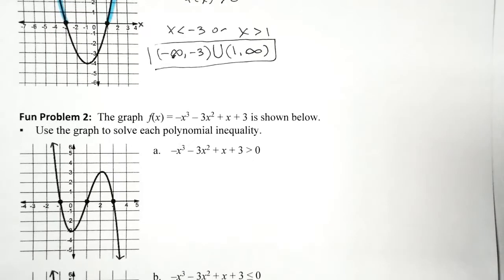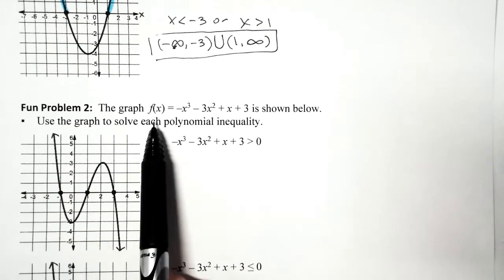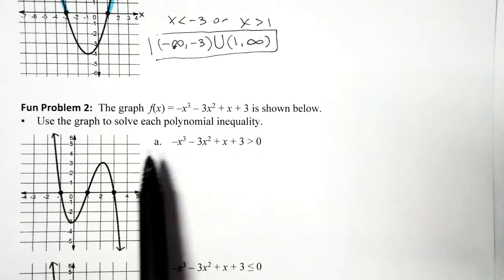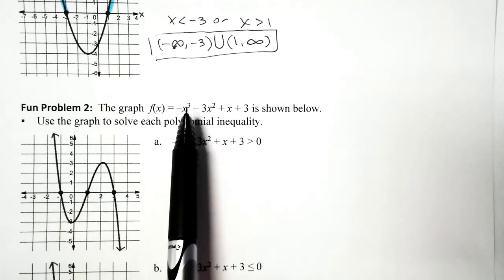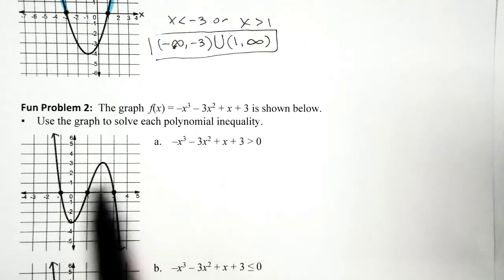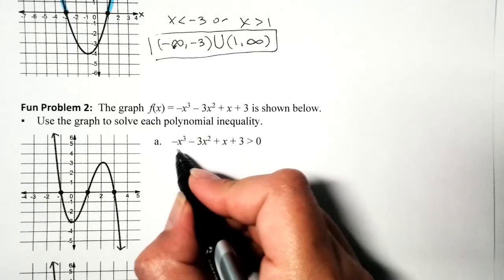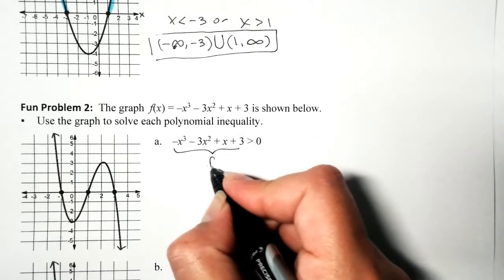Okay, so fun problem, same directions, just a different function. It says the graph of f of x equals, you can read, is shown below. So this is the graph of this negative x cubed guy, and we want to use this graph to solve the polynomial inequality. So in this case, we're going to solve by graphing.